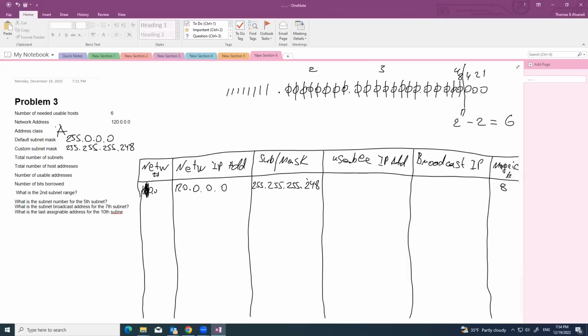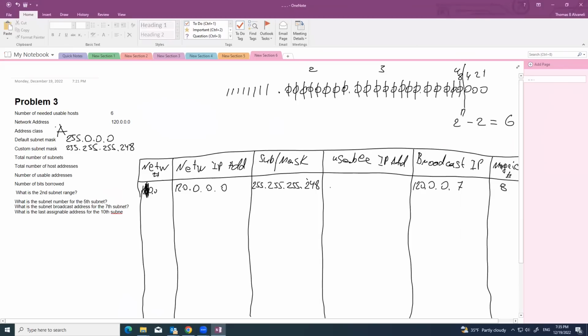If we start counting from 0, the last address would be the broadcast address, which is 120.0.0.7. Because if we start counting from 0, including 0, up to 7, the total number is 8. And as I said before, the magic number tells us that is the length of our subnet.